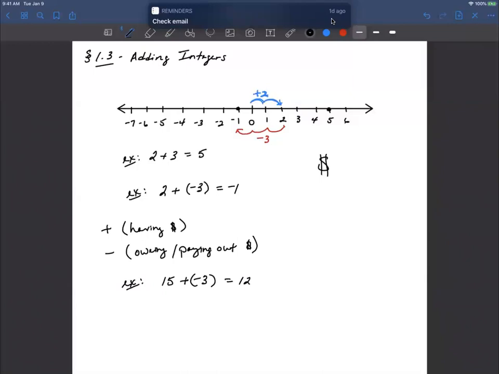What about if I start off owing $10? So maybe I have a credit card bill that has a balance of $10 on it. I owe it, but then I make a payment. I add $5. So I owe $10, but I pay 5 toward it, or I take 5 off my balance. Then I'm still going to owe $5.